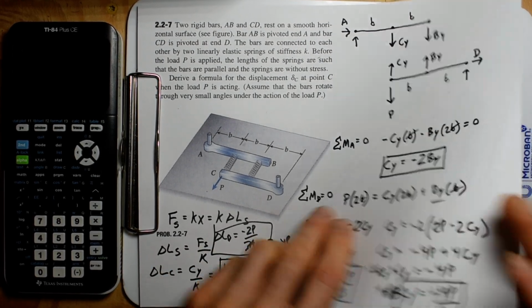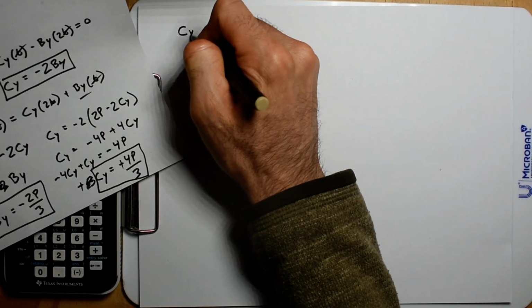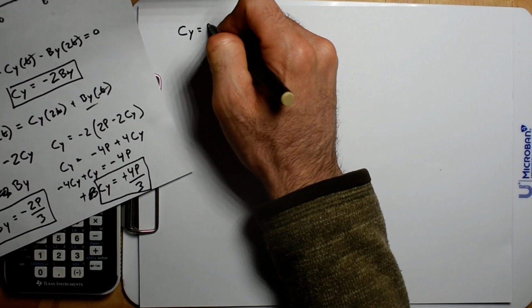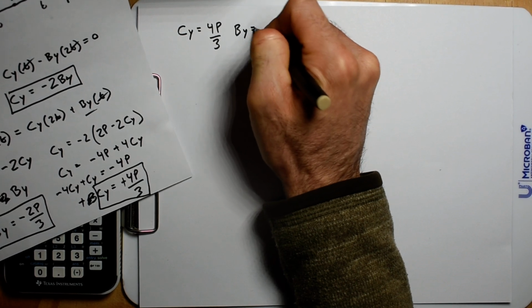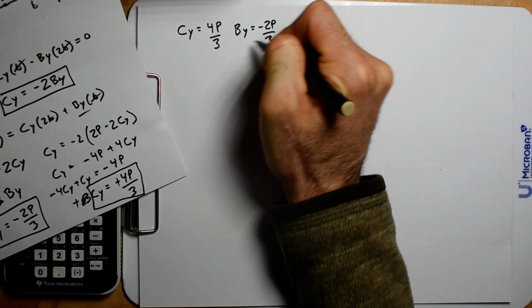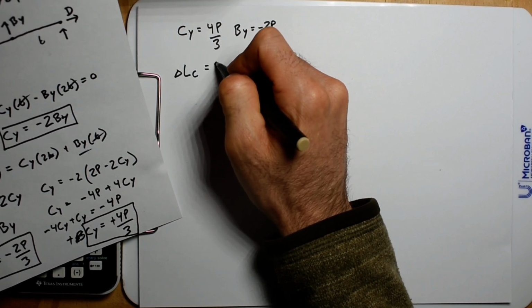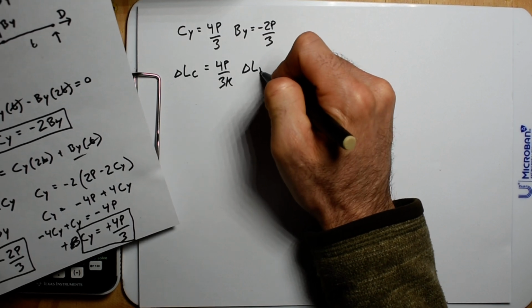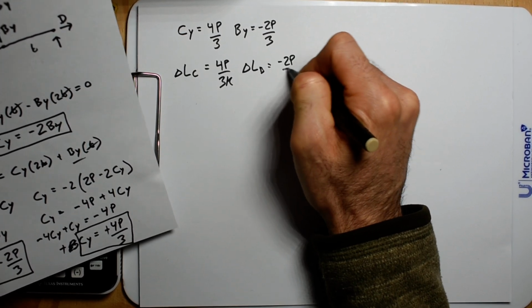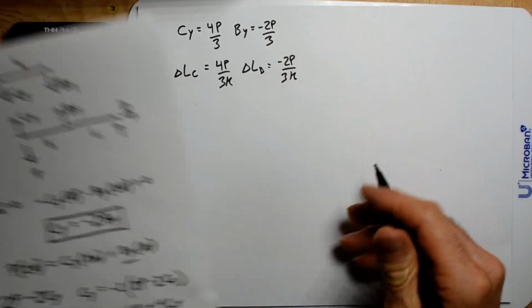Cool. So now we need to get a new sheet of paper, and we'll write what we know. The force at C is equal to 4P over 3. The force at B is negative 2P over 3. So the change in length of spring C is 4P over 3K, very simple, and the change in length of spring B is negative 2P over 3K. It's just the force divided by the spring constant.